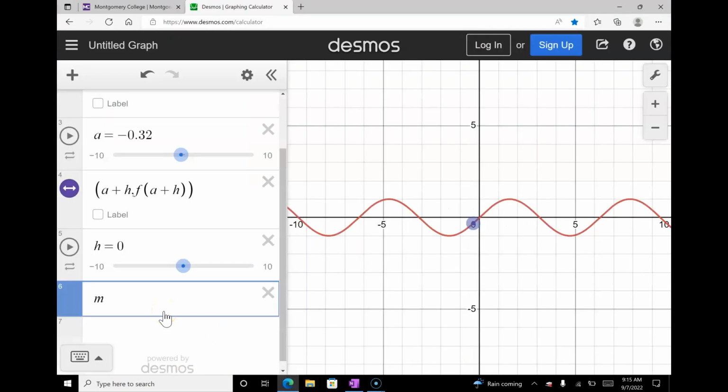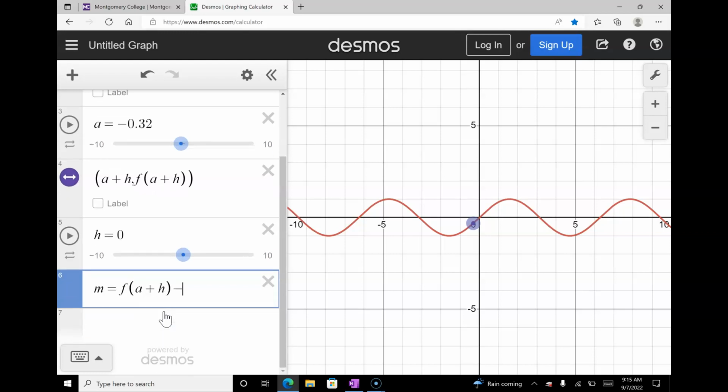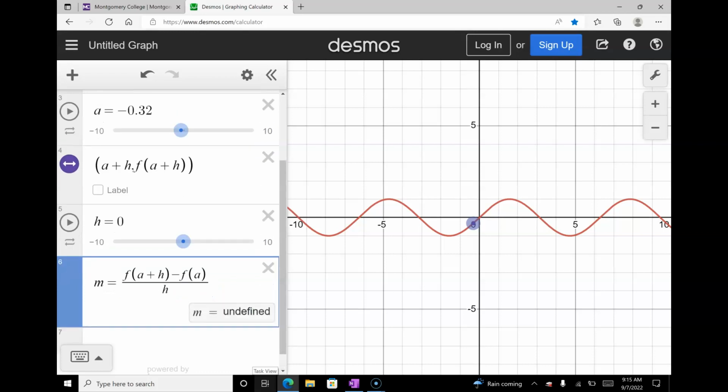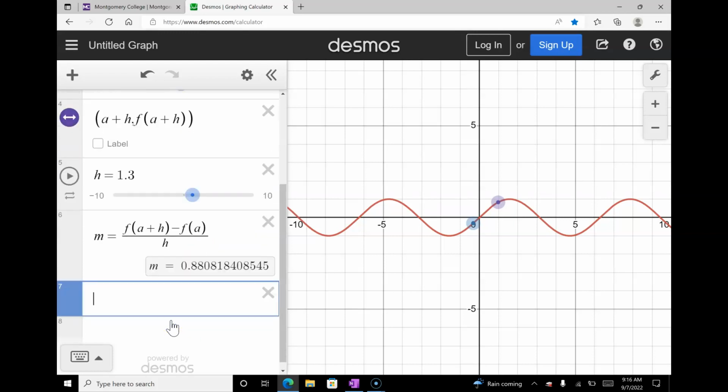So I want to get this function onto Desmos. I'm going to say m equals f of a plus h minus f of a. Highlight all of that divided by h. Why is it saying undefined right now? H is 0, right? So I'm really kind of dividing by 0, but guess what? It's actually 0 over 0, right? So I'll just move it over a little bit like that. Good. Now that I have my value of m defined, and don't let me go too fast. If I'm going too fast, slow me down, right?